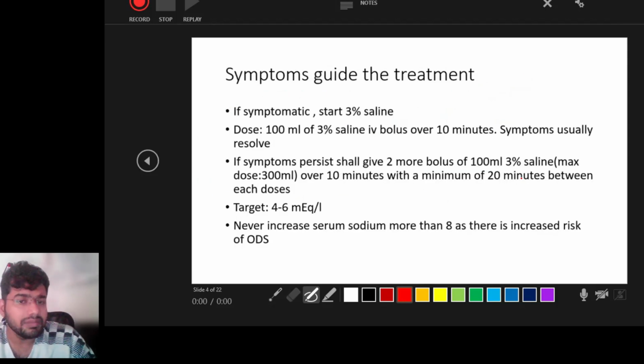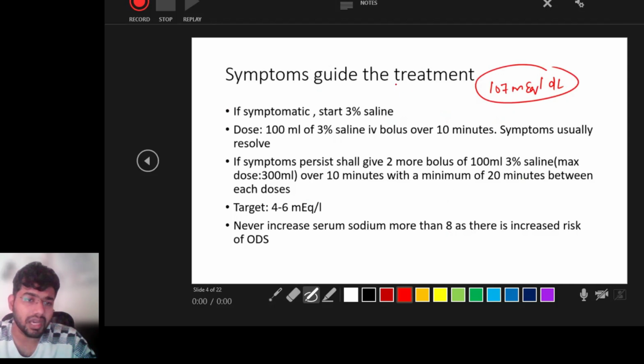So, symptoms guide the treatment. As the patient was having altered sensorium and the sodium level was 107 milliequivalents per liter, hence, clearly it is a case of acute symptomatic hyponatremia. If the patient is symptomatic, we have to always treat the hyponatremia. Hence, the patient was started on 3% saline.